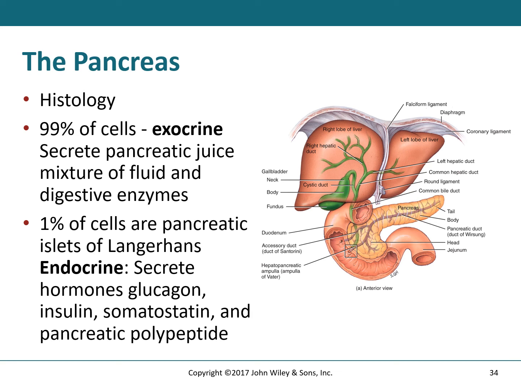If you were going to look at the histology of the pancreas, as in looking at the cells of the pancreas under the microscope, you would notice that 99% of the cells are exocrine cells. They secrete pancreatic juice, which is a mixture of fluids and digestive enzymes, into the pancreatic duct. Only about 1% of the cells are endocrine cells, and these are islets of Langerhans, and we talked about them before when we talked about the endocrine system. The cells within the islets secrete insulin, glucagon, somatostatin, and pancreatic polypeptide. But the big focus for us, for the pancreas, are those exocrine cells.